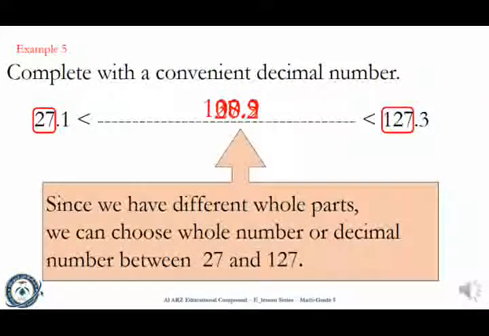Example 5. Complete with a convenient decimal number. Now we will insert a decimal number. Between 27.1 and 127.3, we have infinity of numbers between them. Since we have different whole parts, we can choose a whole number or a decimal number between 27 and 127. You can say 28. You can say 100. Or for example, a decimal number like 27.2. Or you can say 38.5. Or maybe 100.9. You have many examples.